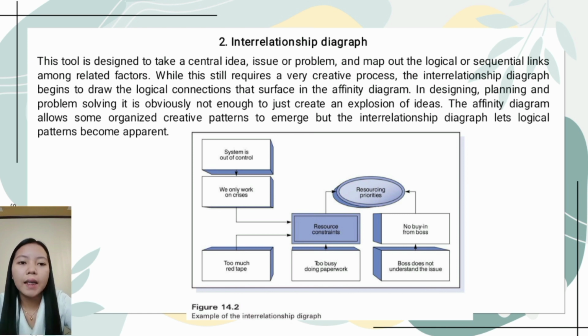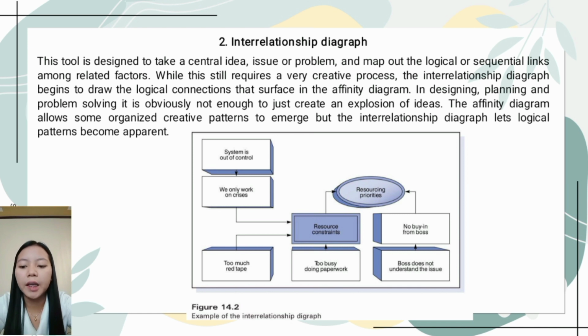In designing, planning, and problem solving, it is obviously not enough to just create an explosion of ideas. The affinity diagram allows some organized, creative patterns to emerge, but the interrelationship diagram lets logical patterns become apparent. So next, this tool shows that cause and effect relationships exist among the group of ideas, topics, and problems. Mas useful to para ma-identify yung posibleng sanhi at ugat ng isang problema sa isang company, for example, na hindi ma-resolve kasi nga dapat alamin muna yung cause and effect.